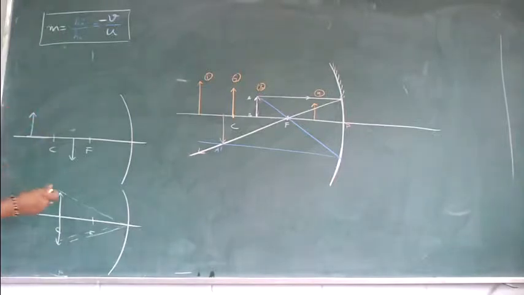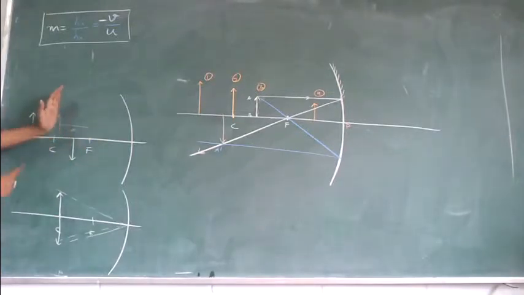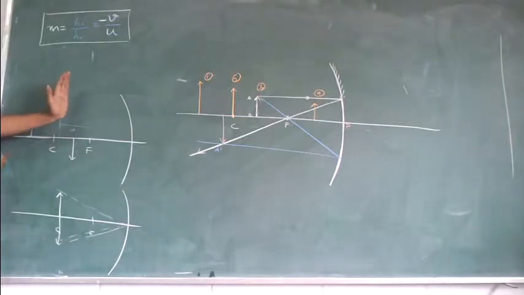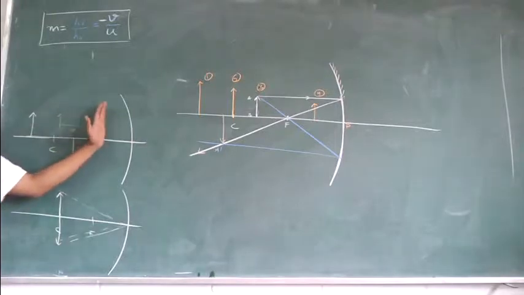Now the opposite happens when your object starts going from C to F. The image leaves C and goes far off, far off, far off. And when you reach F, the image is right at infinity. Get the point? As farther it goes, the bigger it becomes. Now if you cross F, what happens?